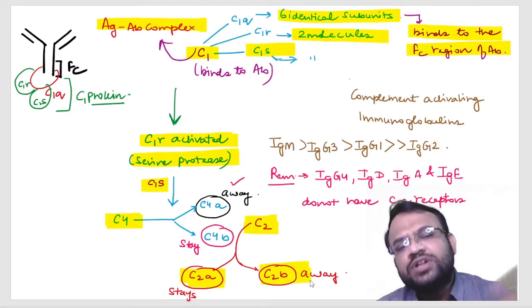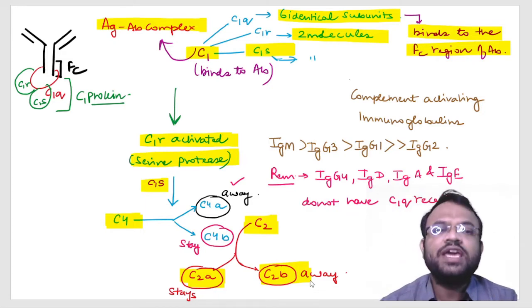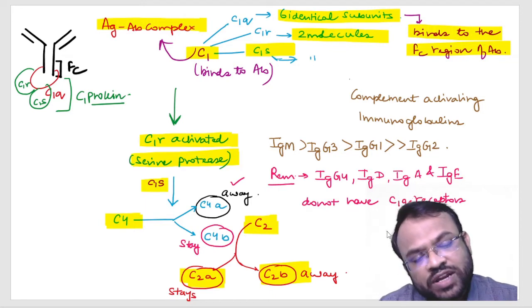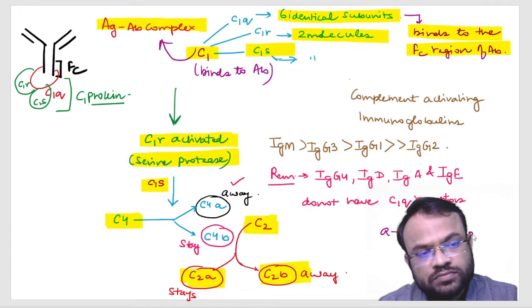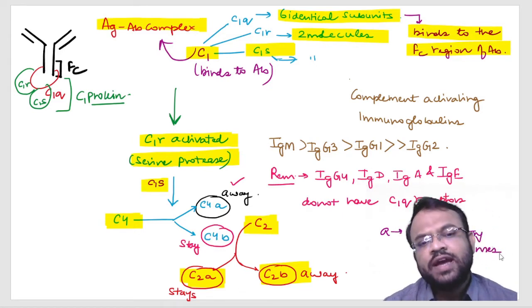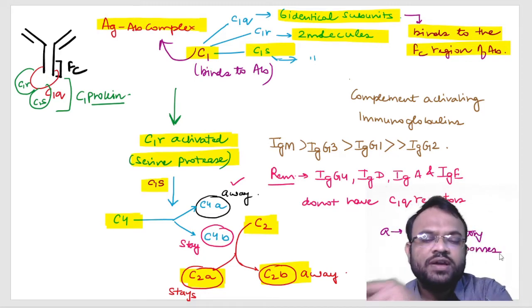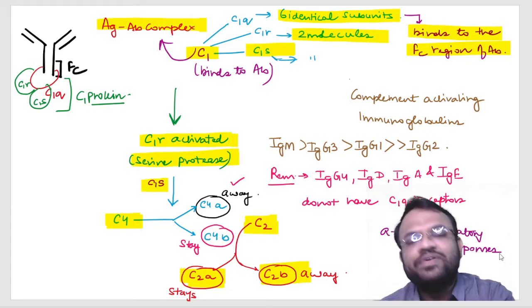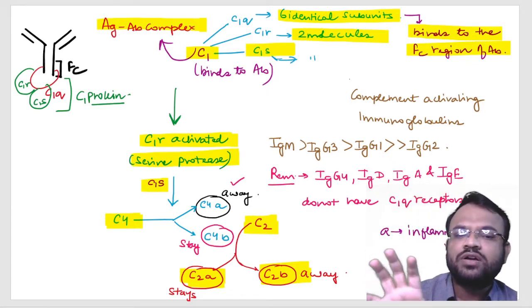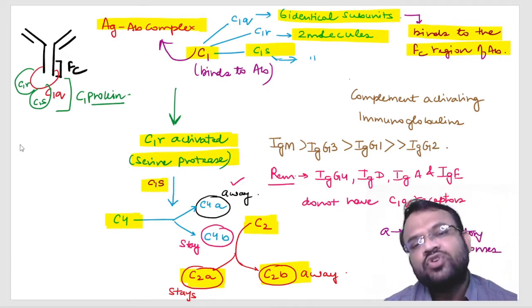When it goes away, what does the A portion do? Actually, the A portions are involved in the inflammatory responses, and the B portions particularly stay. For example, C4B will stay over here, and in case of C2, C2A will stay over here. So they will regulate, or they would do their thing of activation of the complement system. We would talk more about that.